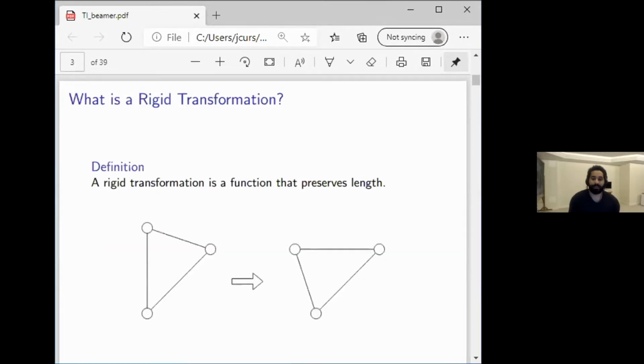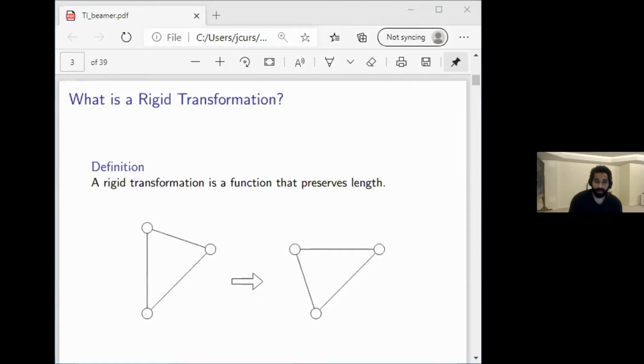So the first question is, what is a rigid transformation? At its core, a rigid transformation is any function that preserves length. I understand that this is at first somewhat abstract, but if you look at this little triangle we have, you can imagine a function that takes this triangle and, in this example, just rotates it. This is an example of a rigid transformation, because you'll note that the distances between all the different endpoints of the triangle are still the same. This preserves length, and you can see this geometrically pretty easily.